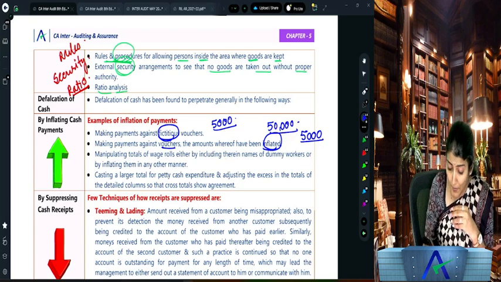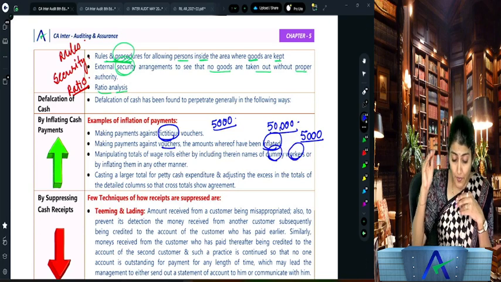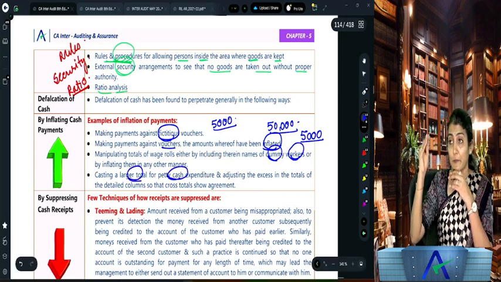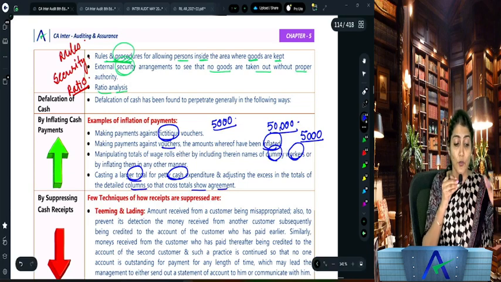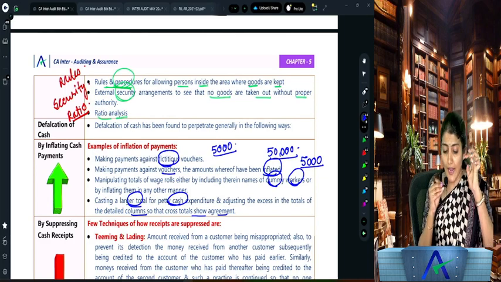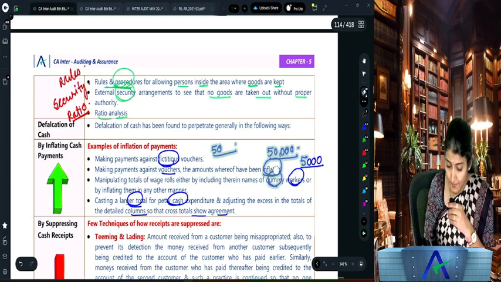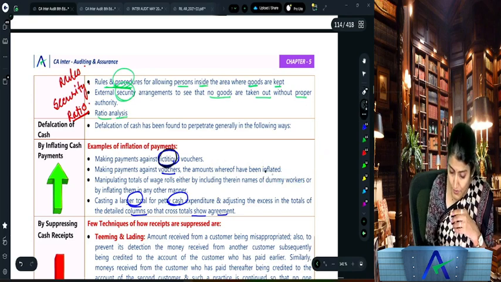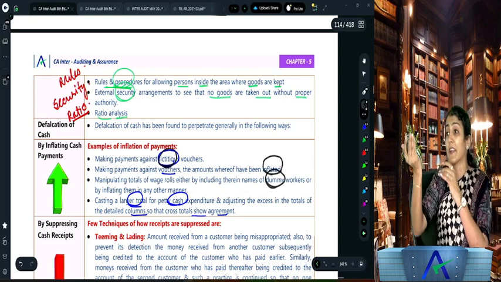Then third one, payments being made to the dummy workers. Right, payments being made to the dummy workers and casting a larger total for the petty cash expenditure and adjusting the totals in the detail column so that the cross total shows the agreement. Okay, right, so by inflating the cash payment. So what are you inflating? Right, the expenses. How are you inflating the expenses? By showing the fictitious vouchers, or you can show the inflated vouchers, or you can show the inflated workers.